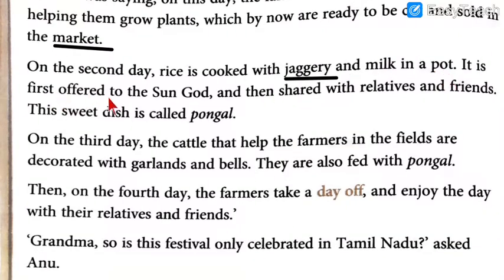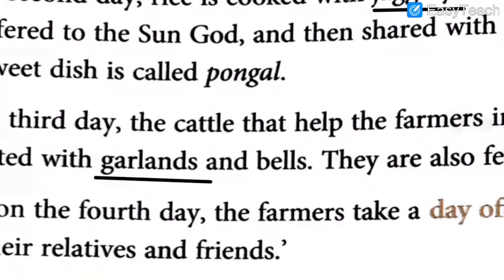It is first offered to the sun god and then shared with relatives and friends. This sweet dish is called pongal. On the third day, the cattle that helped the farmers in the fields are decorated with garlands and bells. They are also fed with pongal. Okay, students, let us write another hard word, garlands. Garlands.